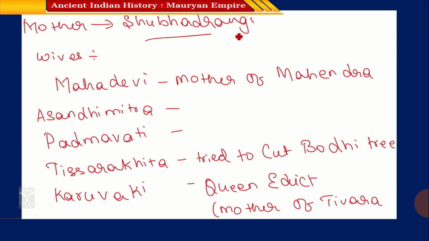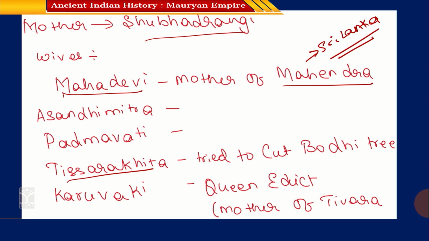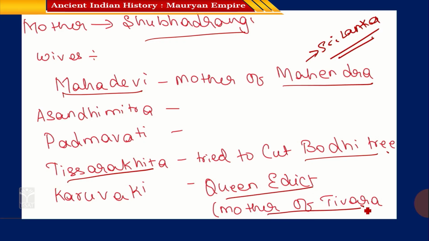Ashoka's mother was Subhadrangi and he had a few wives. Mahadevi was the most important wife. Mahadevi's son is Mahendra, who spread Buddhism to Sri Lanka. Asannimitra, Padmavati, we know the names, but not much is known about them. Tissarakita was another wife who is known to have attempted to cut down and burn down the Bodhi tree. Karuvaki gave the queen edict. She is the mother of another son of Ashoka called Tivara. The queen edict becomes important because among Ashoka's wives, Karuvaki was the only one who gave an inscription herself.